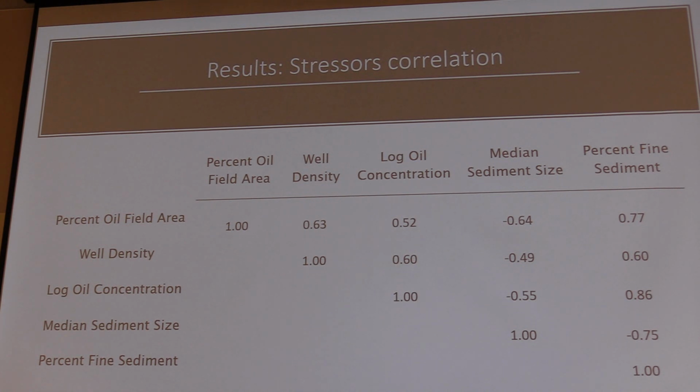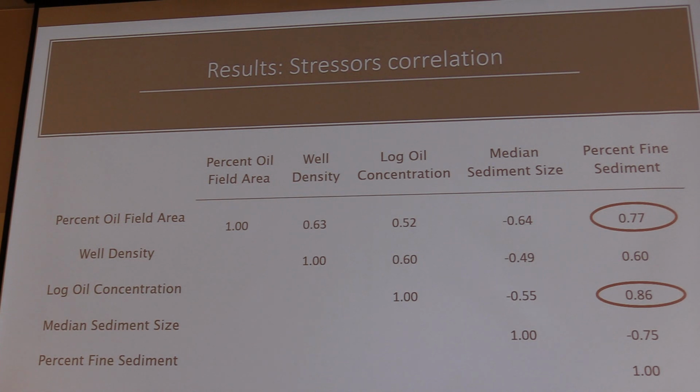Since we're looking at a variety of different stressors, we wanted to see how correlated they were with each other, just so we had a better idea of how we can draw conclusions later. One thing to note is that our highest correlation explained about 86% of the variance between our oil concentration in the soil and percent fine sediment. So generally speaking, where we found a lot of oil within the channel, we also found a lot of fine sediment.